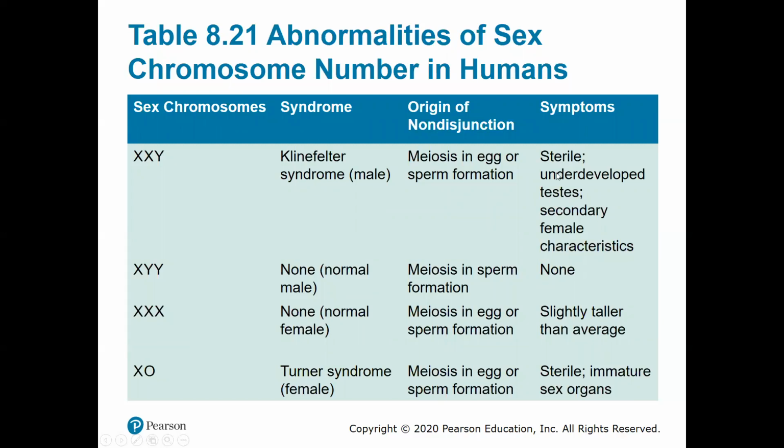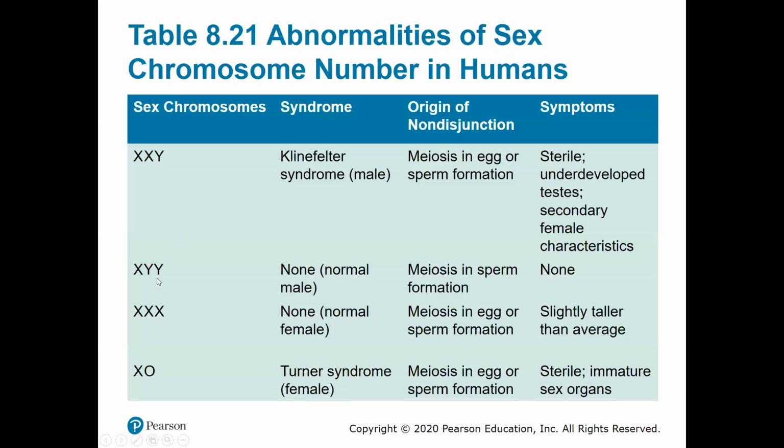It's found in male individuals. And some of the physical characteristics or problems that arise is that they can end up being sterile. They could have undeveloped testes, which usually goes hand in hand with sterility. And they can have secondary female characteristics, for example, breast development or enlarged breasts when you compare them to another male that may not have enlarged or padded pectorals.